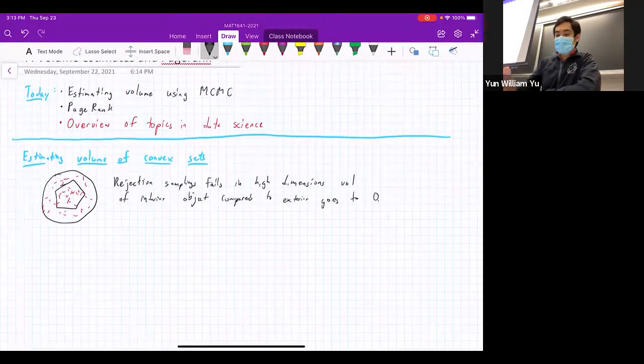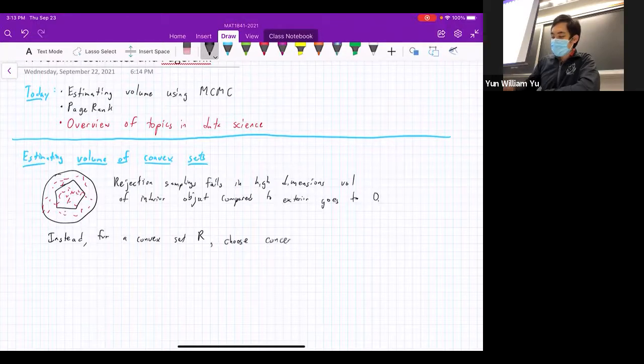So what can we do instead? Instead, we're going to do something slightly more clever. Instead, consider a convex set. Let's call it R. And what we're going to do is choose a bunch of concentric circles, and by circle, I mean hypersphere. Choose concentric circles S1 through Sk, such that S1 is contained in R and R is contained in Sk.